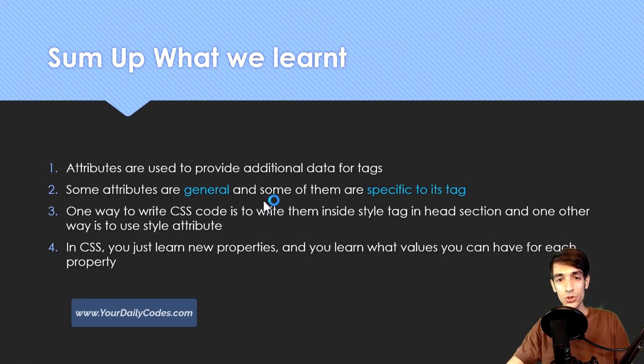This is one thing I wanted to say about CSS. In CSS, we just learn new properties, and we will learn what kind of values are used for each property. And in HTML, of course, we just learn new tags, and we learn what attributes could be attached to a tag and what attributes are general. That's it. This is HTML and CSS.